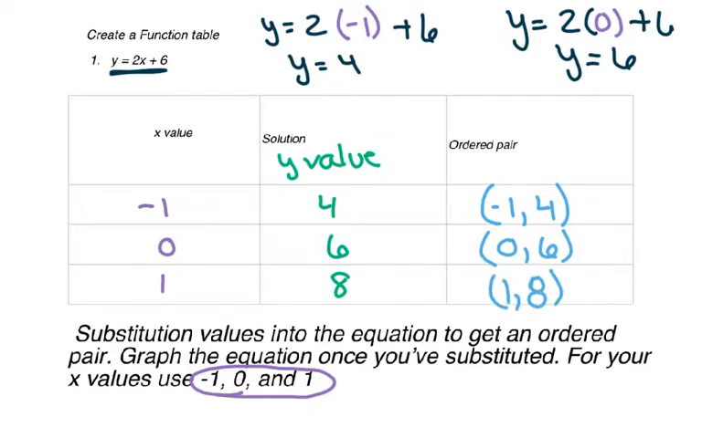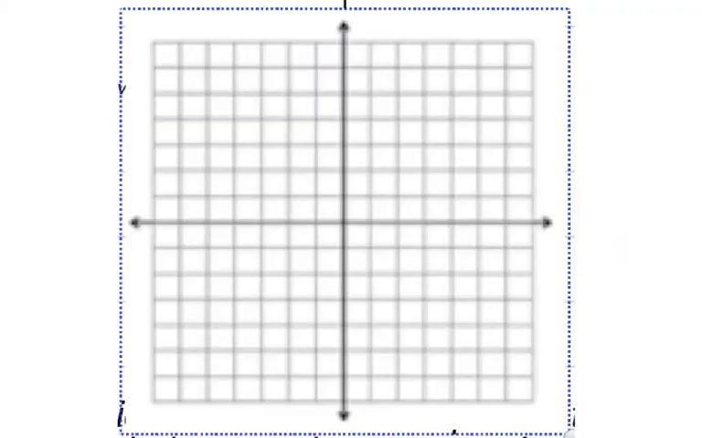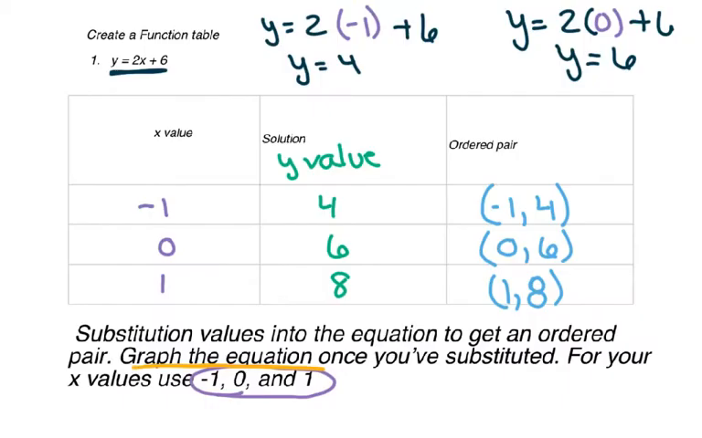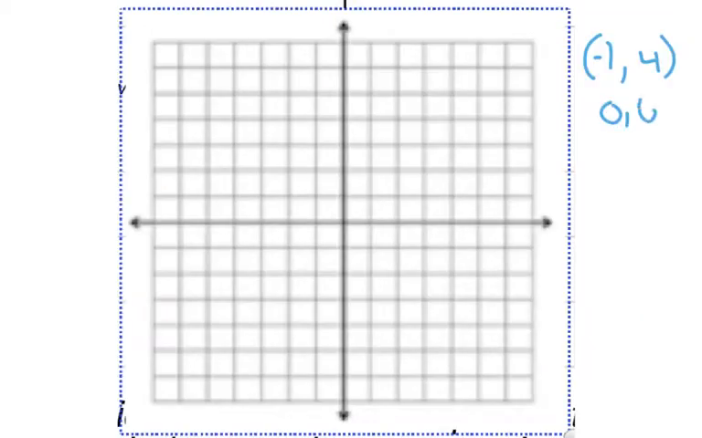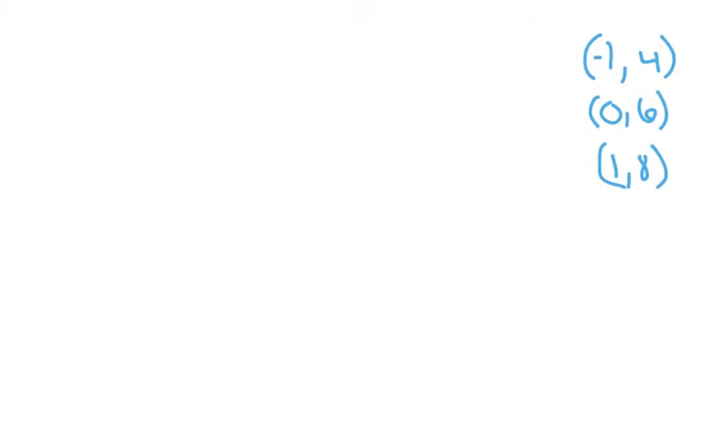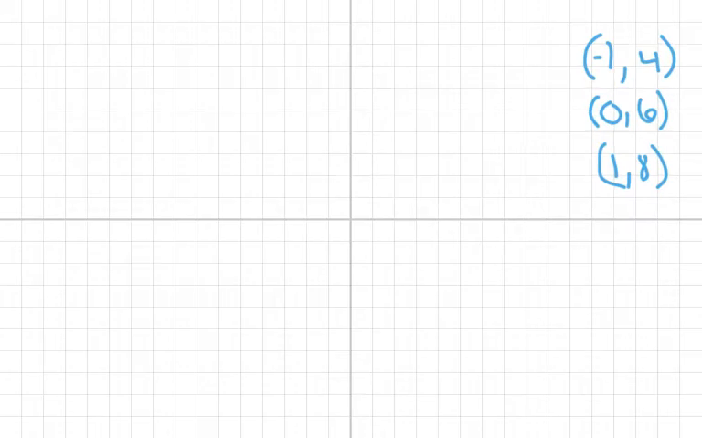Now these directions also say to graph the equation. So let's go ahead and graph that. So our ordered pairs were (-1, 4), (0, 6), and (1, 8). So we're going to go ahead and graph that. Actually, I'm going to just delete that. All right, here we go.